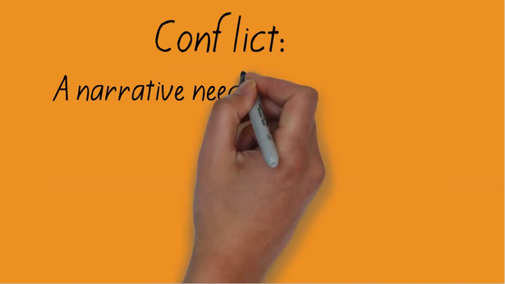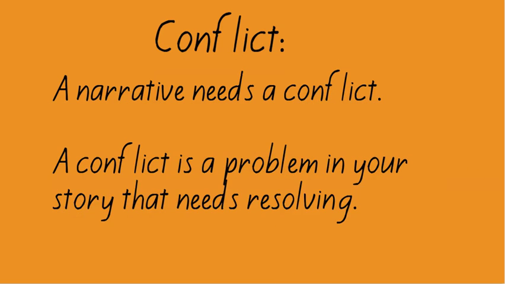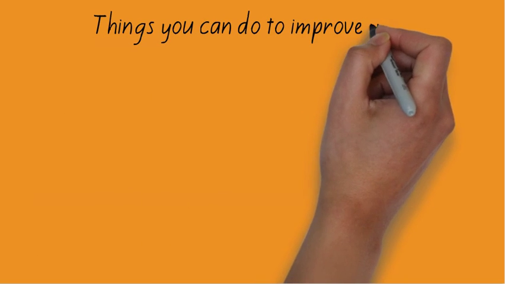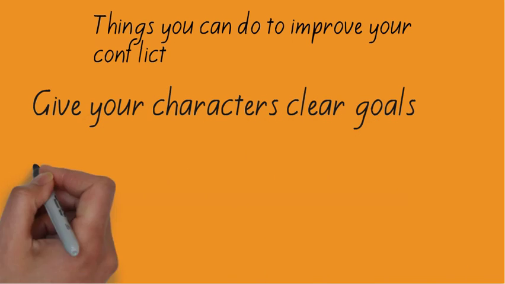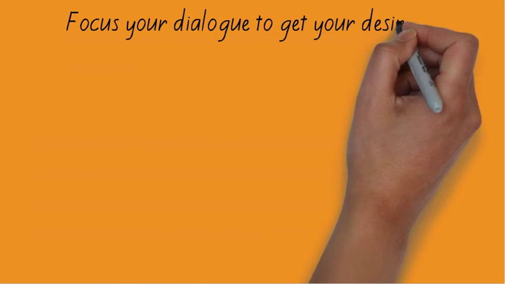In your narrative, you need a conflict. So a narrative needs a conflict. A conflict is a problem in your story that needs resolving, and that's really where you captivate your audience. So things that you can do to improve your conflict: give your characters clear goals. Why are those characters in your stories, and what are they going to do to create conflict and tension and excitement? What are they trying to achieve as being part of your story?